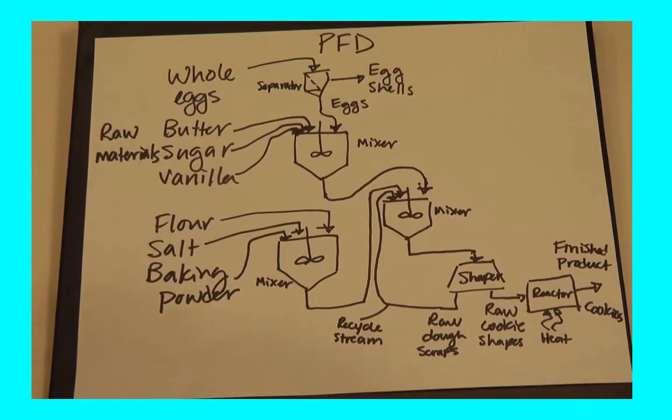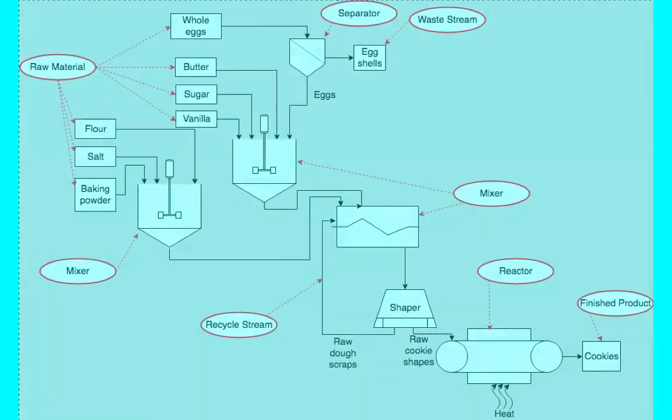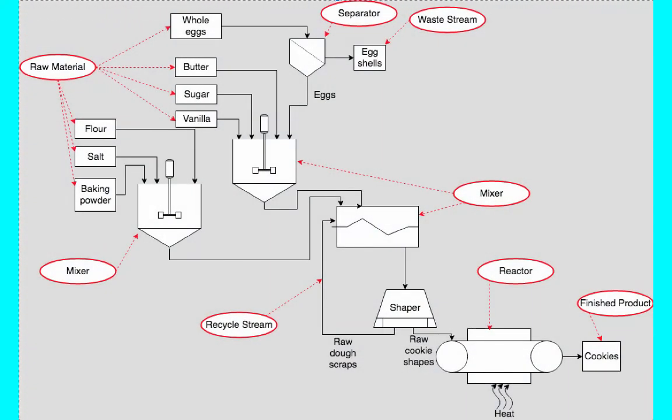And now we've taken a cookie making process and shown what a simple process flow diagram would look like. It shows the materials coming in, what happens to those materials, the flow of the materials as it goes through the process, and identifies what the final product is. Here is a cleaned up version of the process flow diagram of our cookie process.